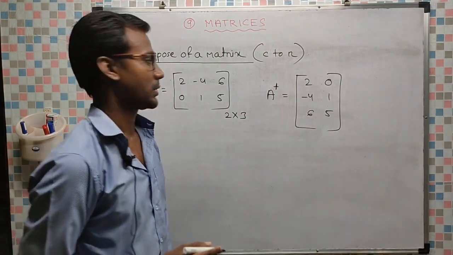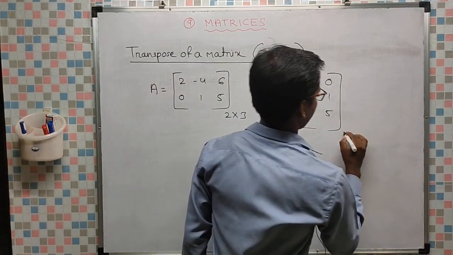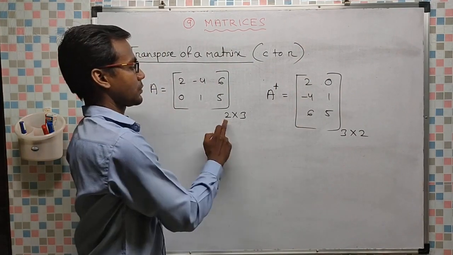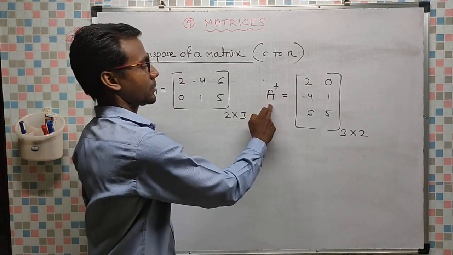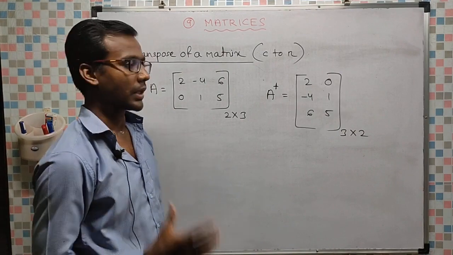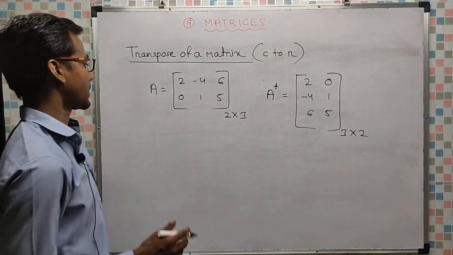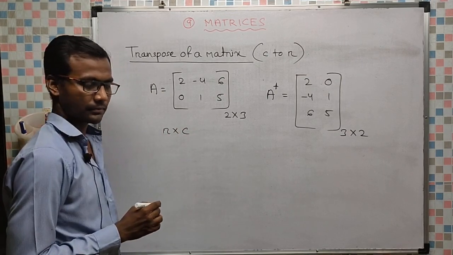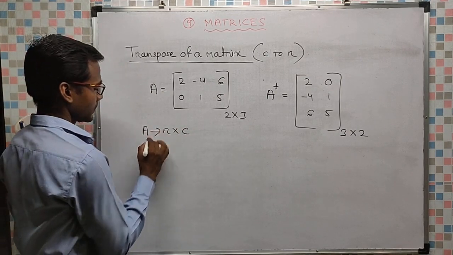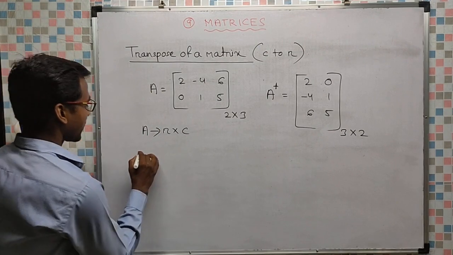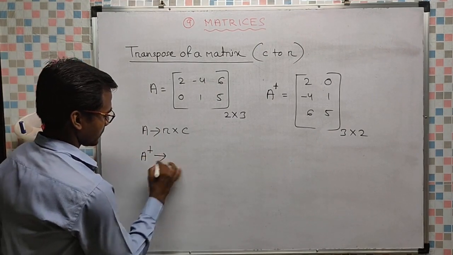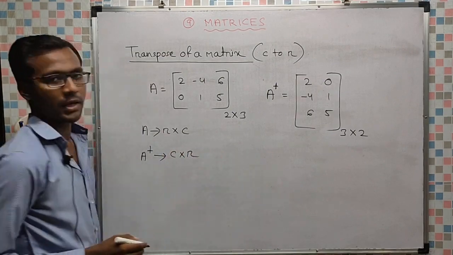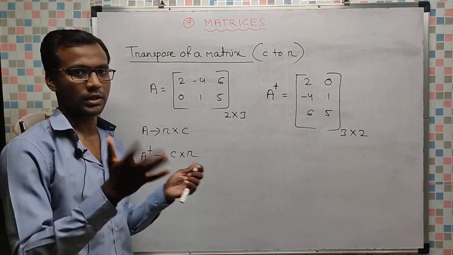This is A transpose. Its order will change to 3 by 2. The order of A was 2 by 3. The order of A transpose will be 3 by 2. So in general, if the order of a matrix is R by C, okay, then the order of its transpose will be C by R. Okay, because there is exchange of rows and columns.